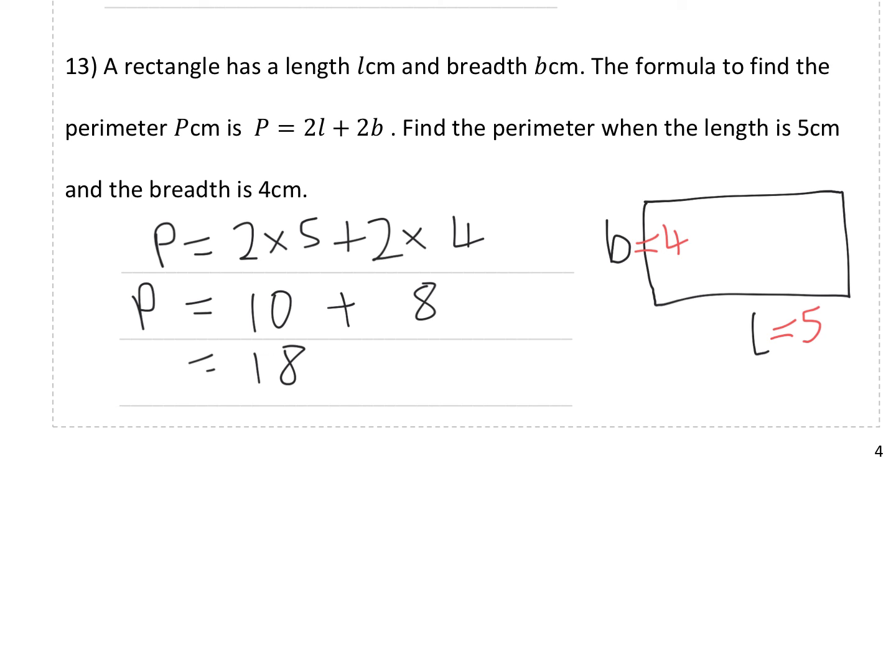You can check your answer and think, does that make sense? 5 plus 4 is 9, plus 5 plus 4 gives us 18. So that's correct. In this case, we should just put in our units as well.